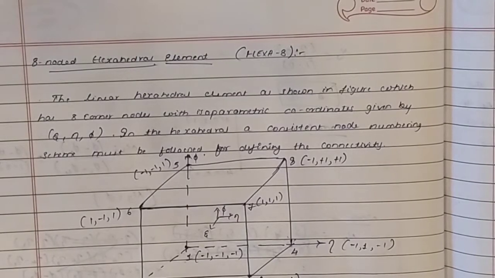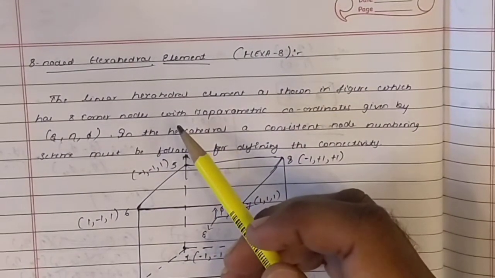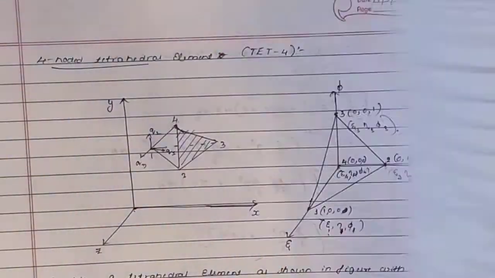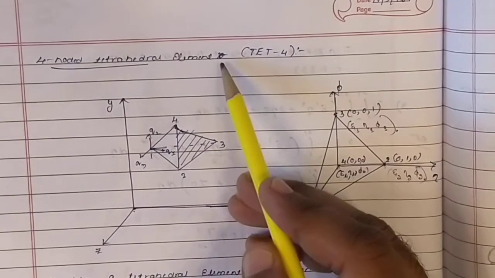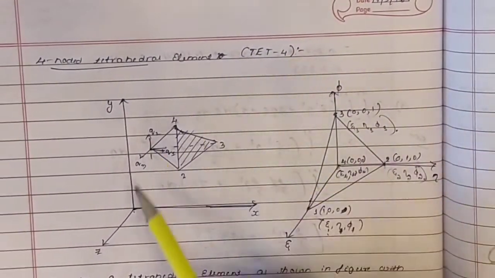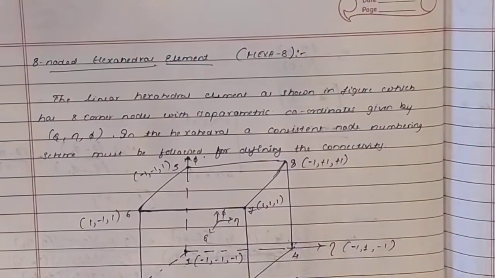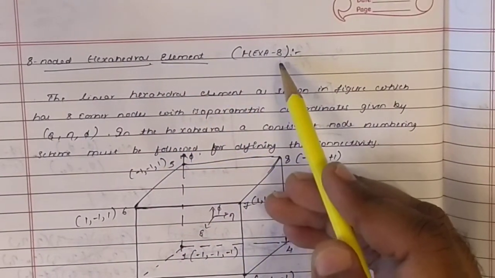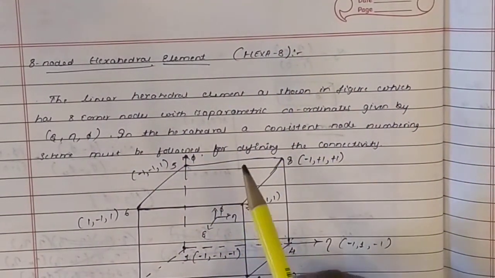Hello students. So today we'll discuss the 8-noded hexahedral element. In the last class we discussed the 4-noded tetrahedral element or tet4 element, which is a 3-dimensional element. Now we'll discuss the 8-noded hexahedral element, which is a 3-dimensional element too.